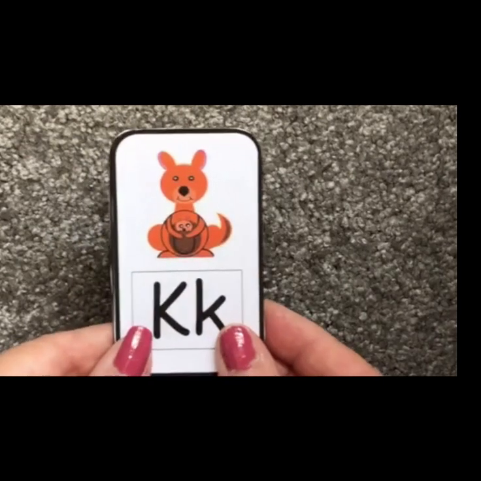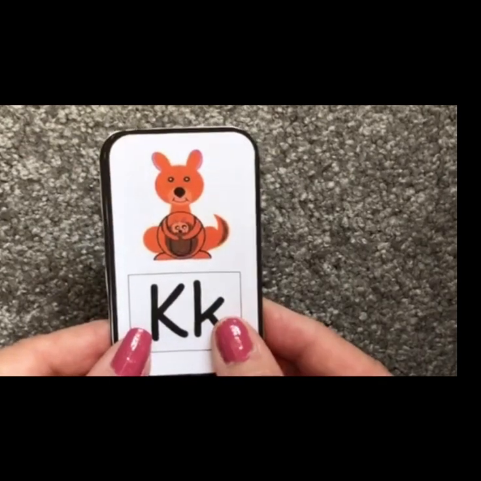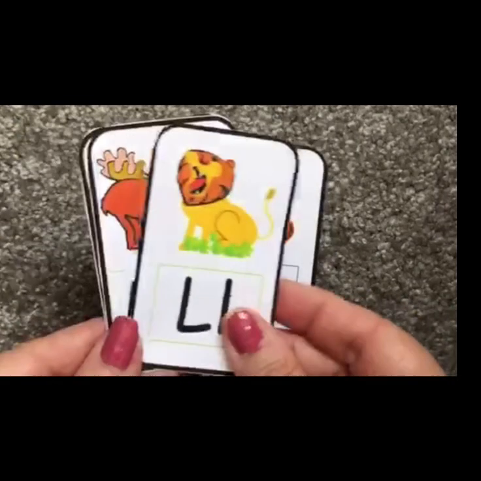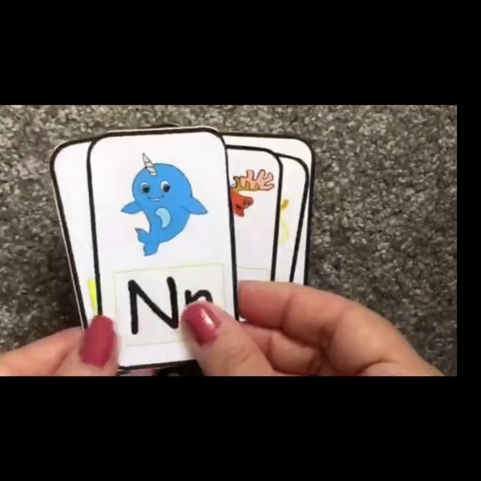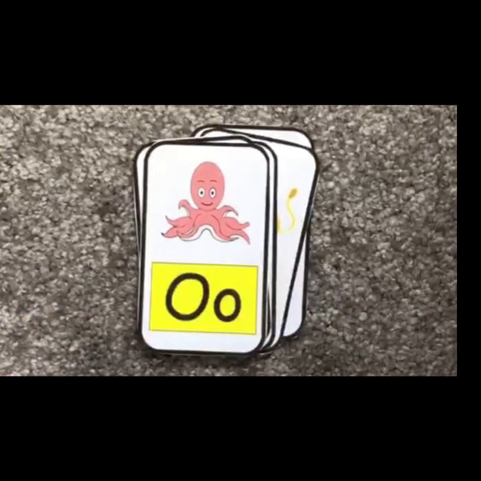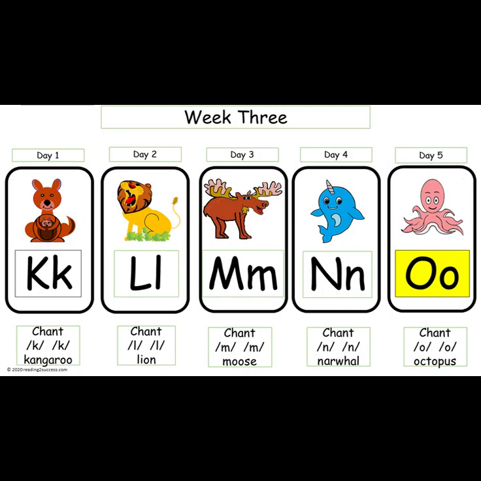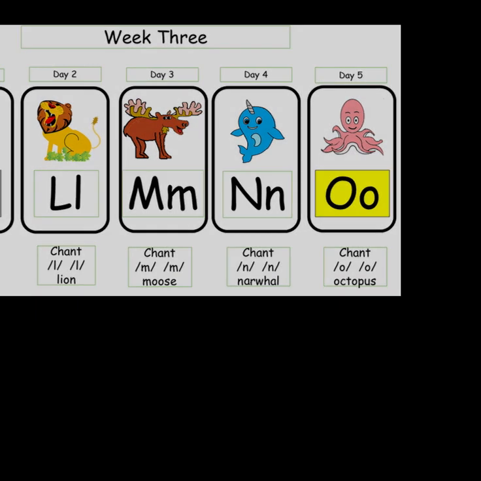When kids first are learning the alphabet, they think K, L, M, N, O are all one letter, but they're not. So in this video, we will teach each letter K, L, M, N, and O.